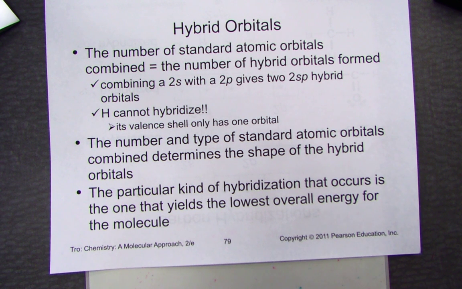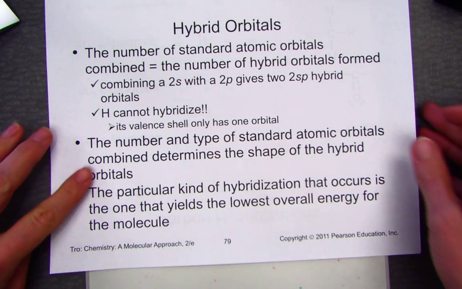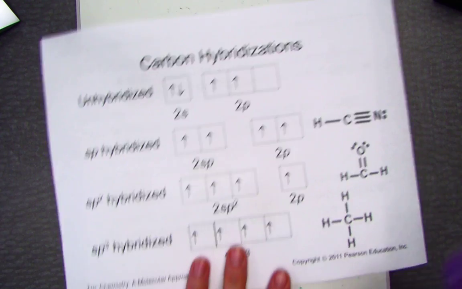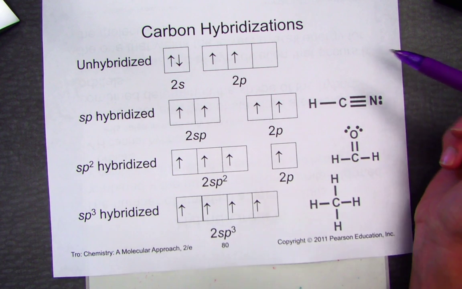The number and types of standard atomic orbitals combined determines the shape of the hybrid orbital. And that particular kind of hybridization that occurs is the one that yields the lowest overall energy for the molecule. This sounds complicated, but it truly isn't. It really isn't. Let's just take some examples.